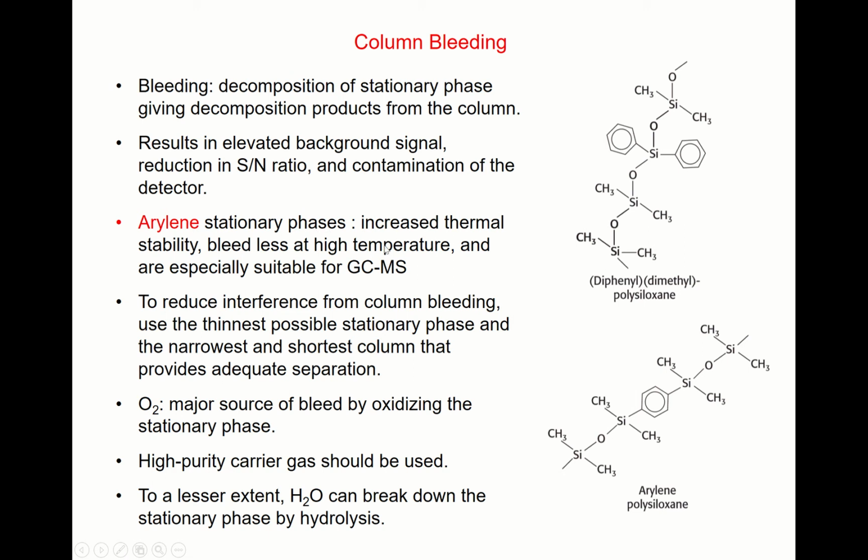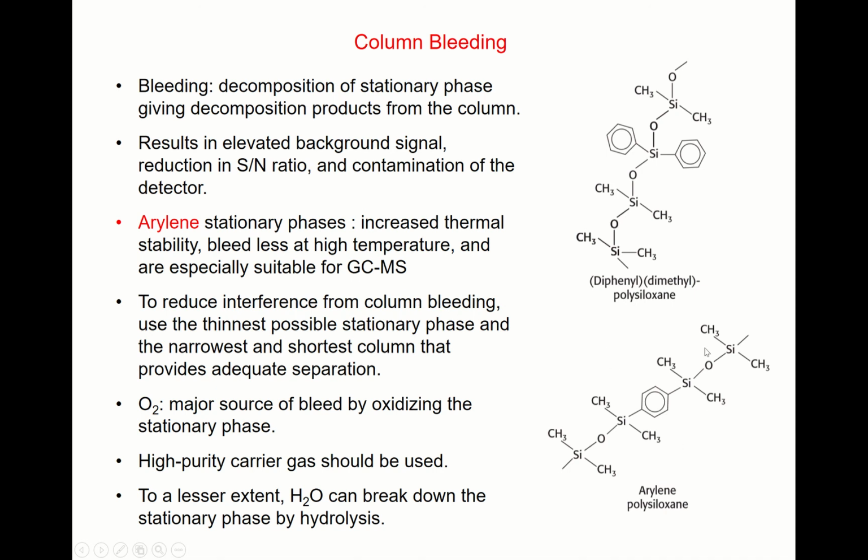Arylene stationary phase here. Now, this is the ordinary stationary phase. Look at the structure of this one: diphenyl and dimethyl polysiloxane. This is a very favorite stationary phase for open tubular columns. This may bleed if you coat too much of it onto the inner wall of the column. But arylene polysiloxane gives increased thermal stability, so it bleeds less at high temperature and is especially suitable for GC-MS.